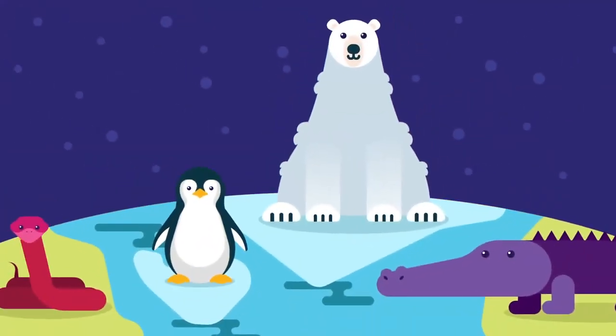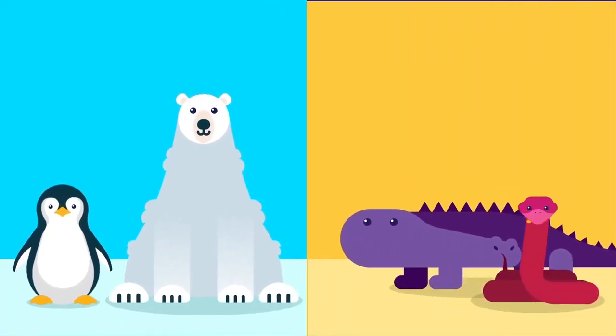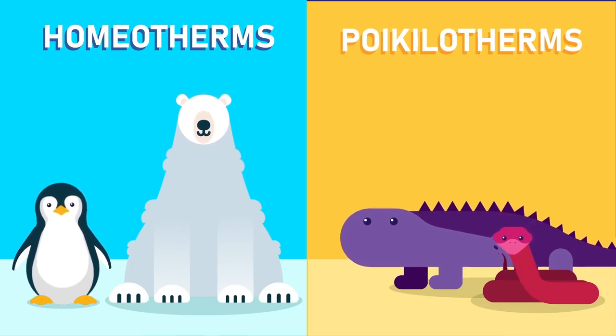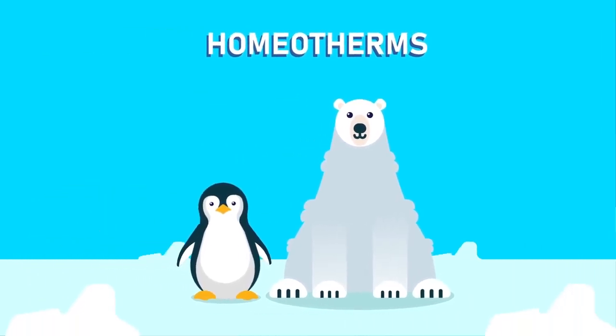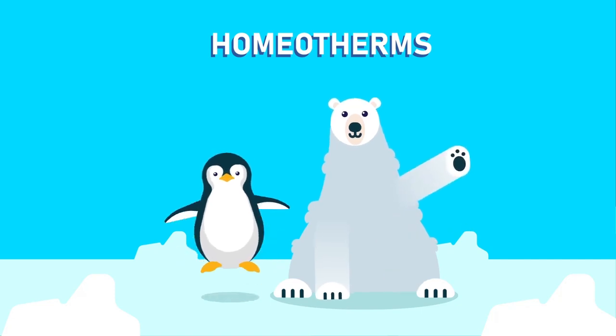There are different ways in which organisms maintain their body temperature. These organisms can be classified into homeotherms or endotherms, and poikilotherms or ectotherms. Homeotherms or endotherms possess the ability to generate their own body heat. The only endothermic classes of organisms are mammals and aves.